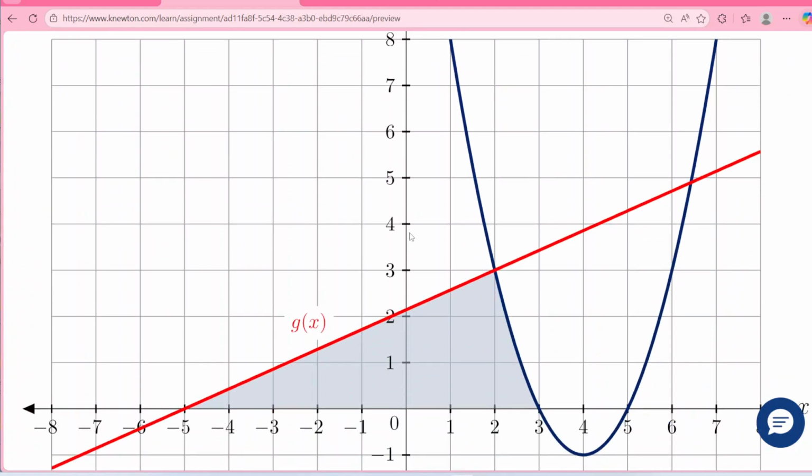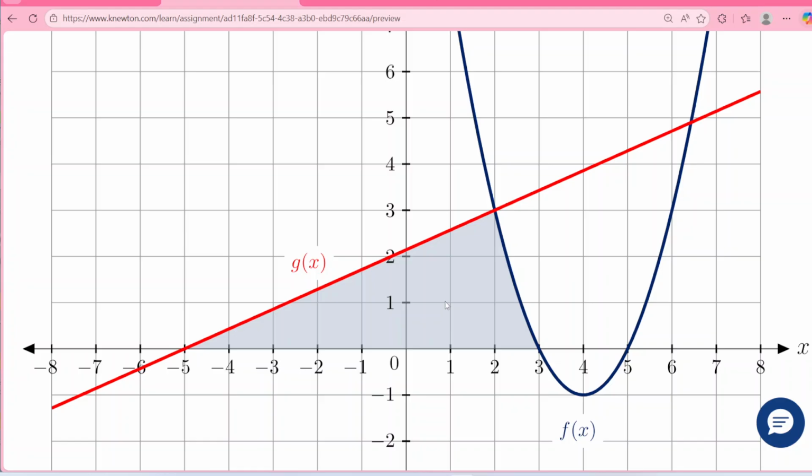So again, in terms of y, you see here, if I was doing it with respect to the x-axis, I'd go from -5 to 2, and then from 2 to 3, because the top curve changes, right? The bottom curve is always the same. But when I do it with respect to y, you're going 0 to 3, right? The highest y value here is 3. I'd integrate from 0 to 3.